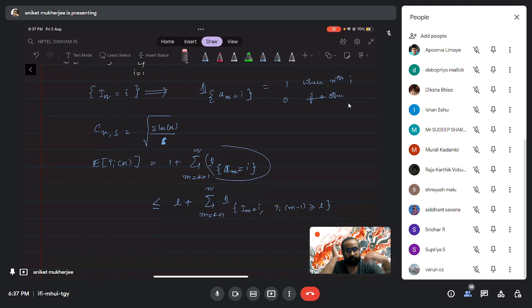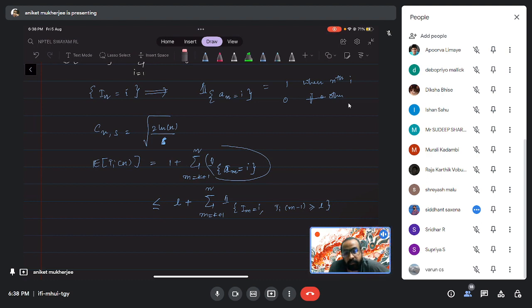Yes, I got it. Thank you. So I wanted to ask that at the end, we want this quantity to be low, right? So we don't want the indicator function to get 1, right? The probability should not be 1. It should be 0, so that L does not increase much.